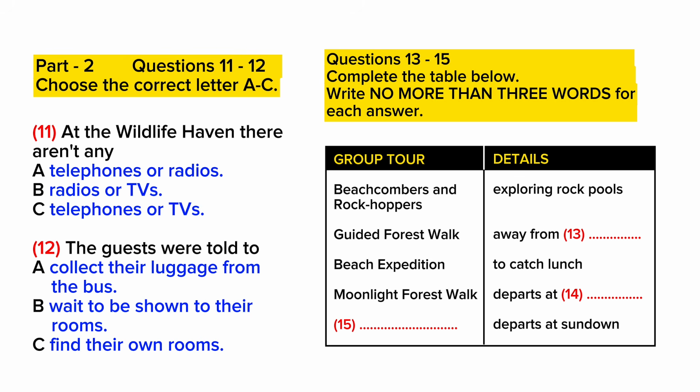And on the bus, you are given a green sheet setting out a number of group tours in the coming week. If you want to join any tour, just write your name and room number on the relevant sheet along the wall here. Tomorrow there is a beachcombers and rock hoppers tour exploring marine life in the rock pools along the beach. Or, if you'd prefer to go inland, there's a guided forest walk that takes you off the walking tracks. If you want to catch some lunch, you could join the beach fishing expedition. And at night, you'll see there is a moonlight forest walk that leaves each night at 7 p.m.